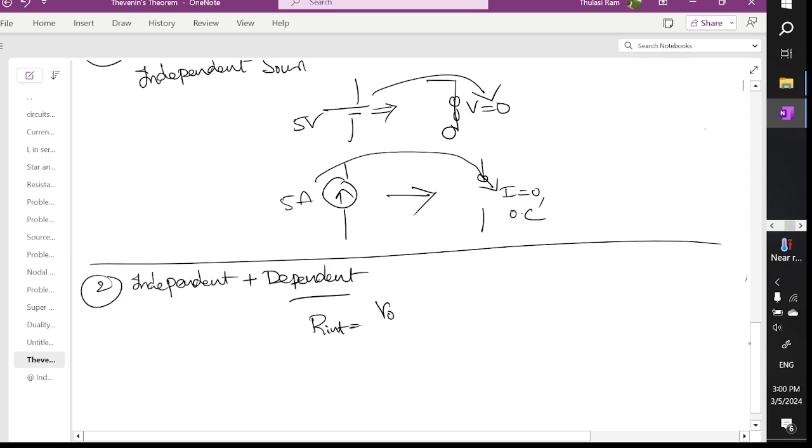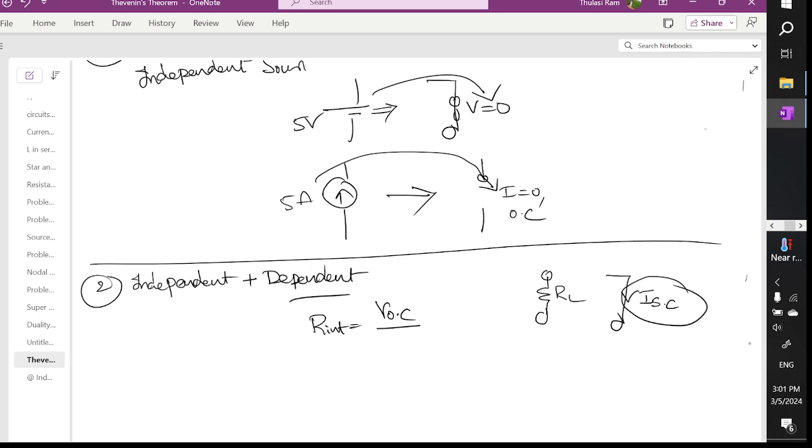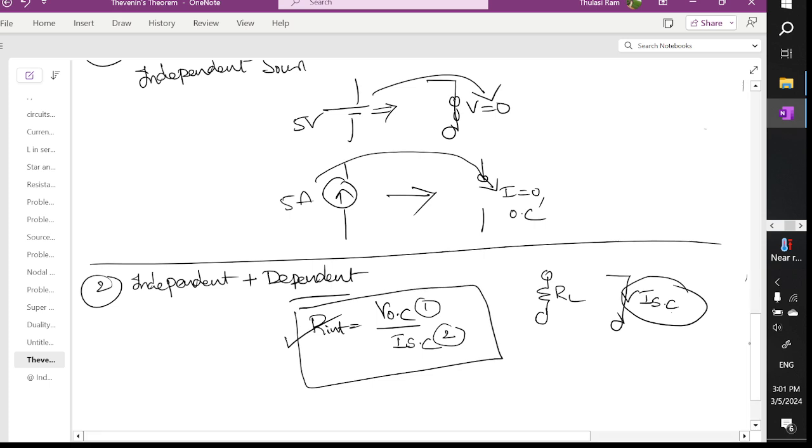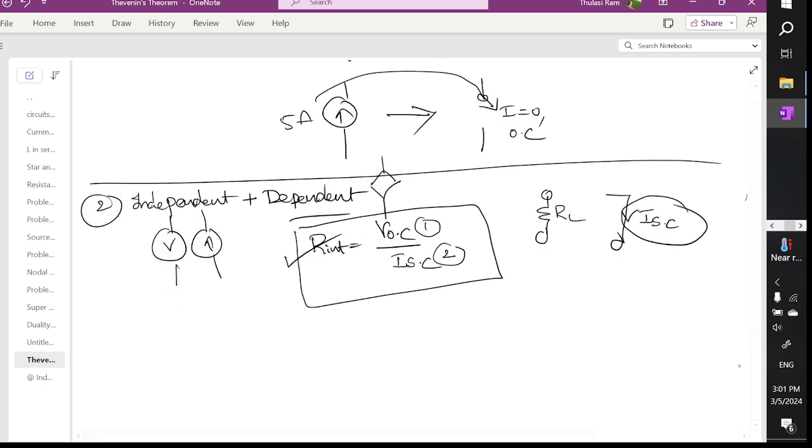Already in the first step we found VOC. Wherever the load resistor RL is given, remove the load resistor and short circuit it. When you short circuit it, maximum current will flow, and find that current, which is the short circuit current. So in the first step we find the open circuit voltage, and in the second step we find the short circuit current, which will give the internal resistance. That is how to find the internal resistance when you have independent sources and dependent sources. There are four types of dependent source; based on the problem, we'll discuss them.